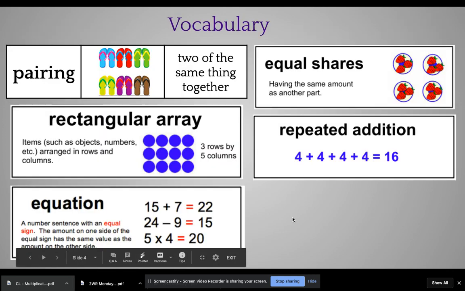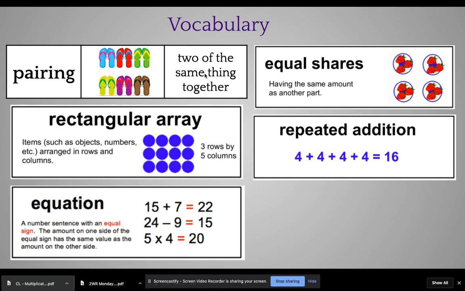Today we're going to be talking about pairing. Remember, 2 of the same thing together. We're going to be talking about equal shares having the same amount as another part. So that's equal shares. Everybody in the group has the same amount. We're going to be talking about the rectangular array arranged in rows. Remember, rows go sideways, columns go up and down. And I still haven't corrected this, but there should be only 4 columns, not 5 columns, Mr. Regan.